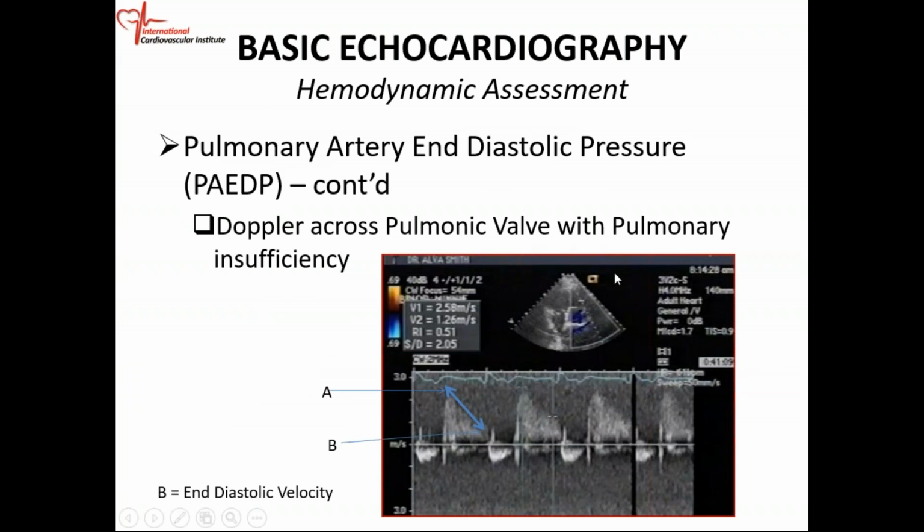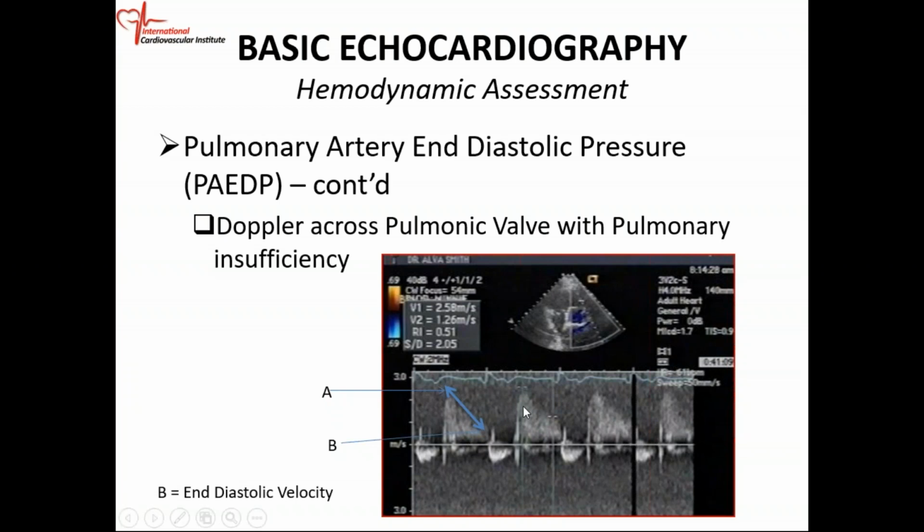On top, we have a two-dimensional echo. This is a short axis at the level of the aorta. This is your transducer. The cursor is across the pulmonic valve, and you do your C doubler, and you get this envelope. If you remember clearly, this is your pulmonic insufficiency envelope, the pulmonary insufficiency envelope.